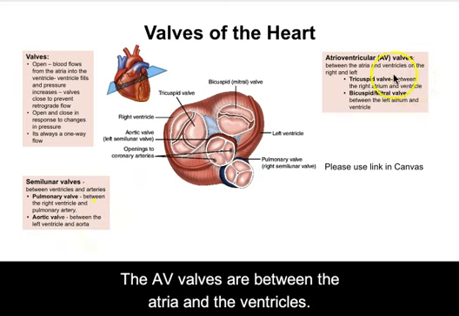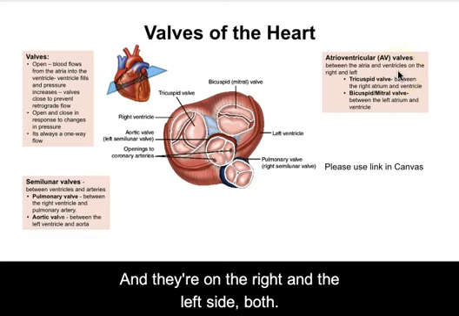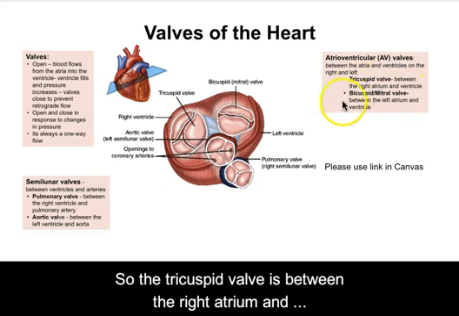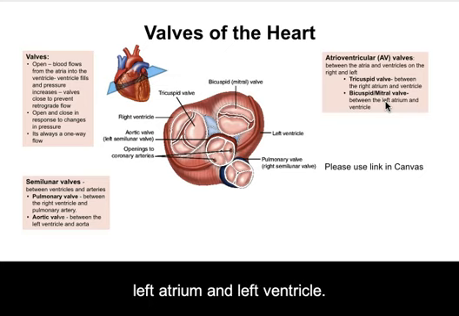The AV valves are between the atria and the ventricles, AV, atria ventricles, and they're on the right and the left side both. So the tricuspid valve is between the right atrium and right ventricle, and the bicuspid or mitral valve is between the left atrium and left ventricle.